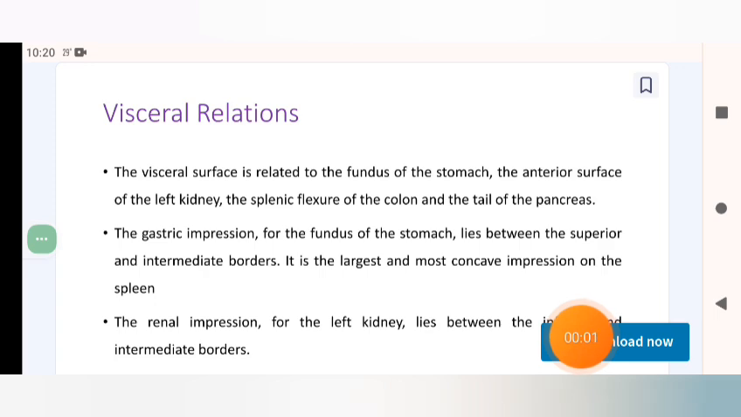Visceral relations. The visceral surface is related to the fundus of the stomach, the anterior surface of the left kidney, the splenic flexure of the colon, and the tail of the pancreas. The gastric impression for the fundus of the stomach lies between the superior and inferior quarters. It is the largest and most concave impression on the spleen.